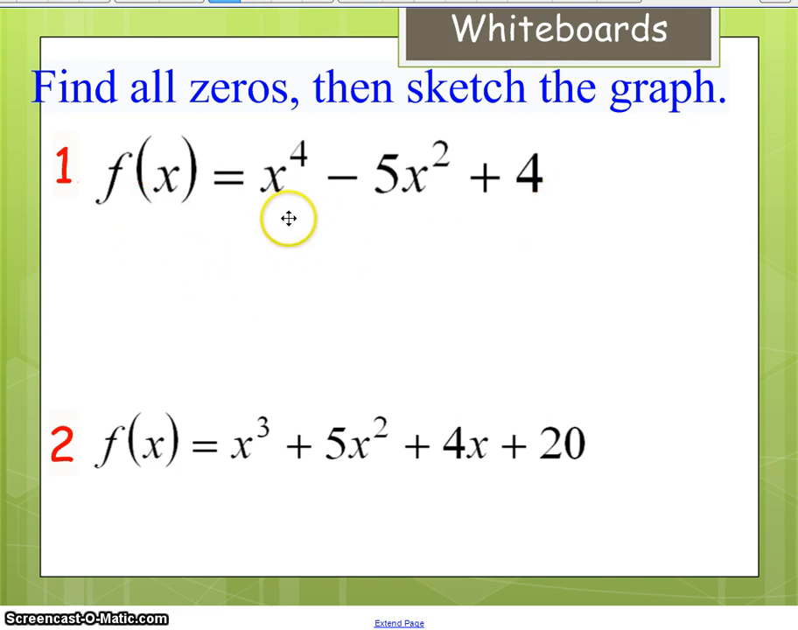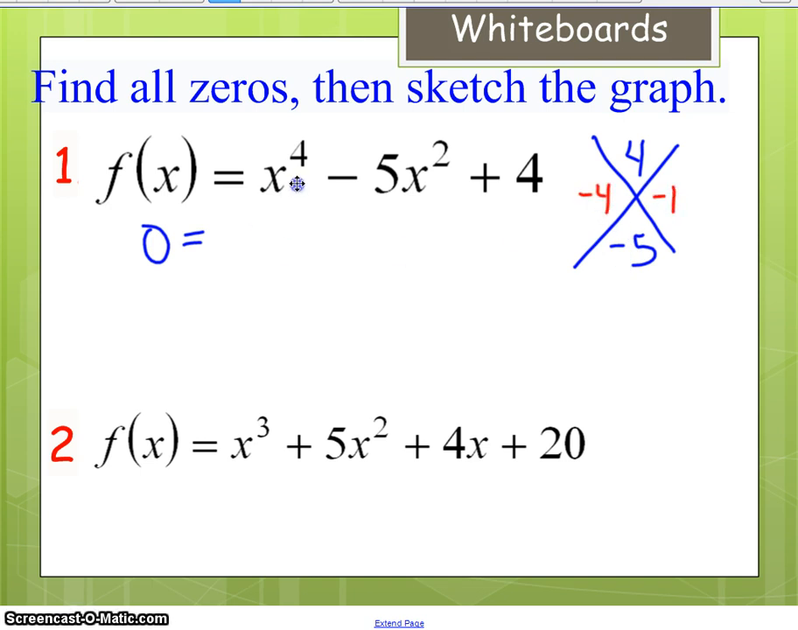Remember always to look at the type of polynomial that it is. X to the fourth minus 5x squared plus 4 is a trinomial. So with a trinomial, we could do diamond method. You're looking for factors of 4 that add up to negative 5. So what times what is 4 and adds up to negative 5? Negative 4 and negative 1.